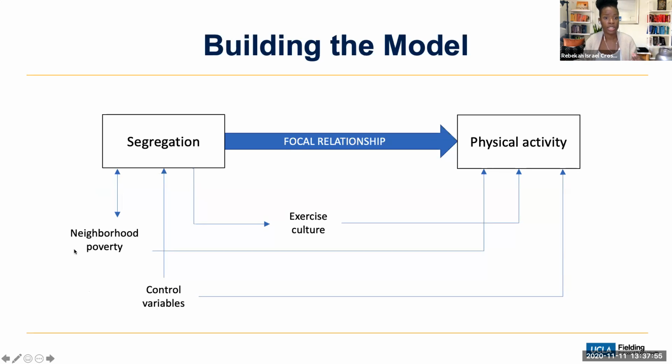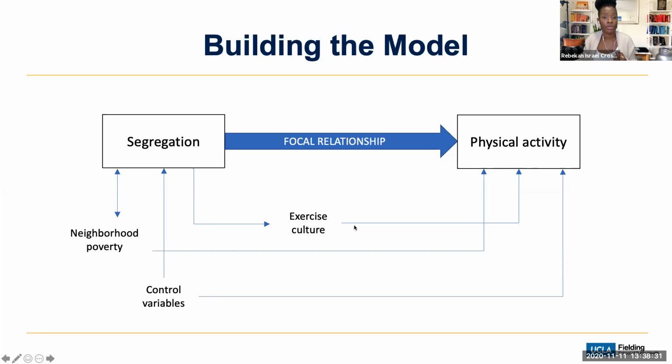So for example, the first thing I thought of, and these two variables are related, is that maybe it's not racial segregation. So maybe it's not this racial component of neighborhood inequality, but maybe it's just neighborhood poverty, right? So for this model, you would want to include neighborhood poverty to make sure that you're accounting for the co-association between segregation and neighborhood poverty, because neighborhood poverty also might explain some of the variation in physical activity.